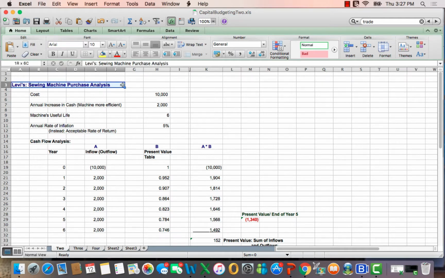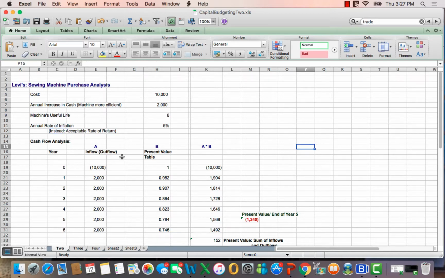So let's talk about Levi's. It is a manufacturer and they need to buy a sewing machine. The cost is $10,000. And if they buy the sewing machine, their cash inflows will increase by $2,000 a year because they'll operate more efficiently. The useful life of the machine is 6 years and the annual rate of inflation is 5%. It could also be stated as the accepted rate of return is 5%.